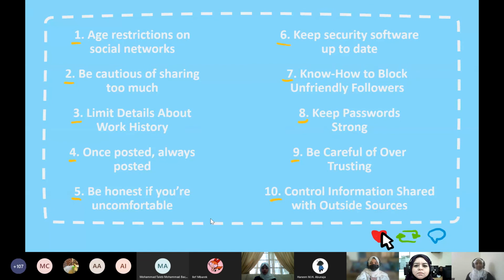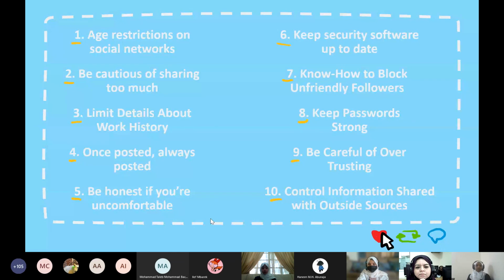Number five, be honest if you're uncomfortable. If a friend posts something about you that makes you uncomfortable or seems inappropriate, let them know. Likewise, stay open-minded if a friend approaches you because something you posted makes him or her uncomfortable. People have different tolerances for how much the world knows about them. Respect those differences.